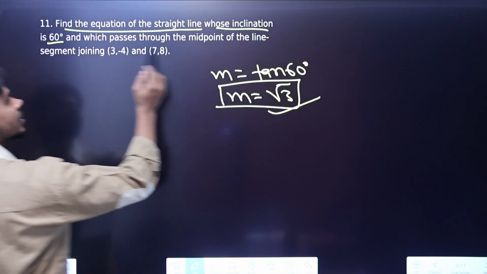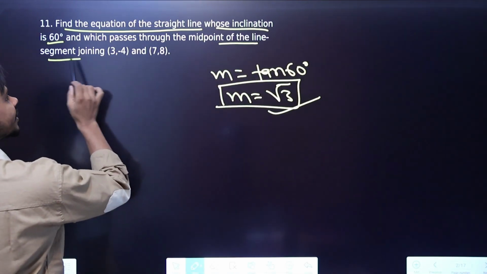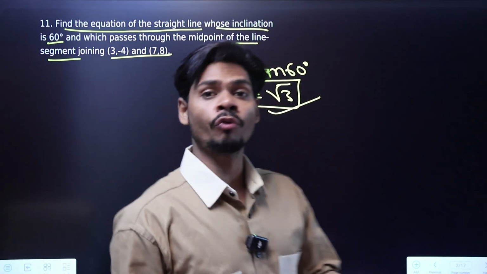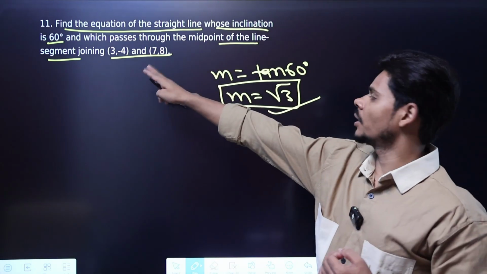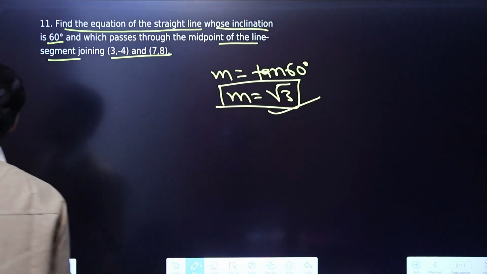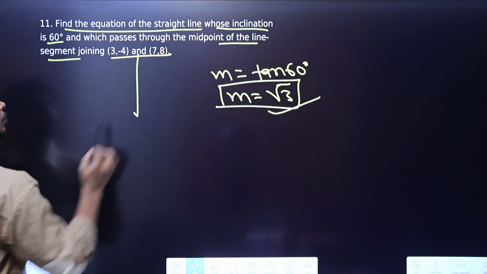Next, the line passes through the midpoint of the line segment joining these points, 3, -4 and 7, 8. So first of all, we need to find the midpoint of these 2 points. So let's find the midpoint.